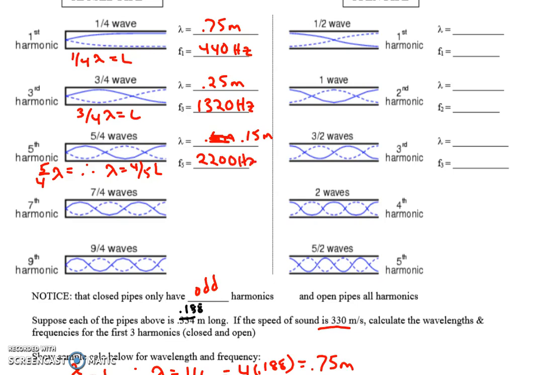Okay, so for this one, it's the same idea. We know that, really cut to the short, lambda is twice the length. So twice that length is 0.376 meters. And if we do V equals lambda F, we see that there's a very big difference here. It's essentially 880 hertz for this one.